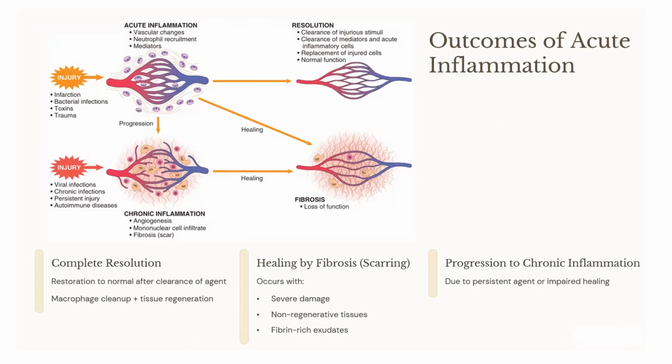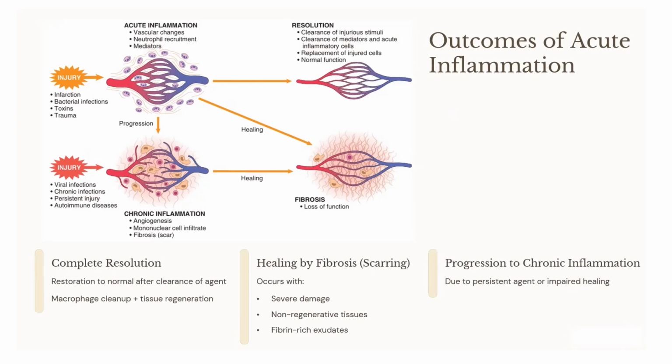And the third outcome? Uh-oh, this sounds like the bad one. It can be. Progression to chronic inflammation. This happens if the thing causing the inflammation just won't go away. A persistent infection maybe, or an autoimmune issue. The acute response just keeps going or shifts into a longer-term smoldering fight.